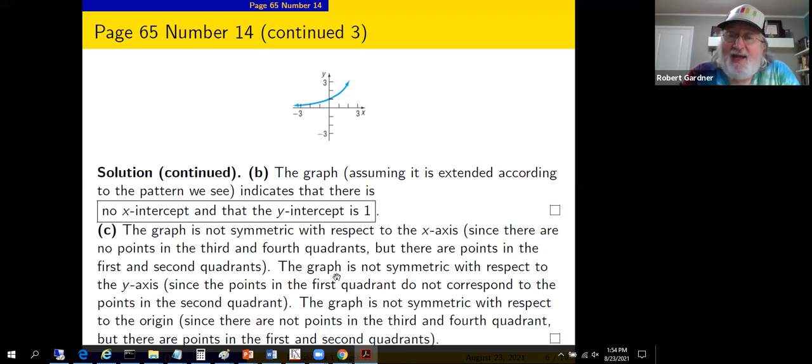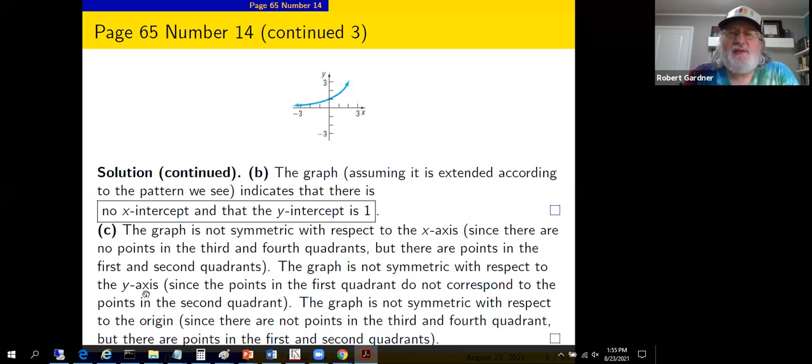It doesn't have that kind of symmetry because there's nothing drawn down here. Anything you see in the first quadrant, there would have to be a mirror image of it in the fourth quadrant. Anything in the second quadrant, there would have to be a mirror image of it in the third quadrant, and there's none of that. Not symmetric with respect to the x-axis.